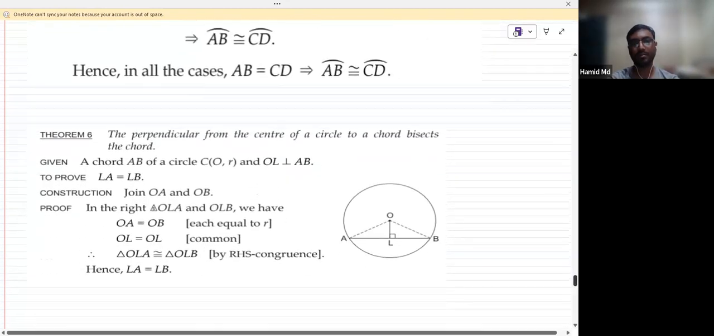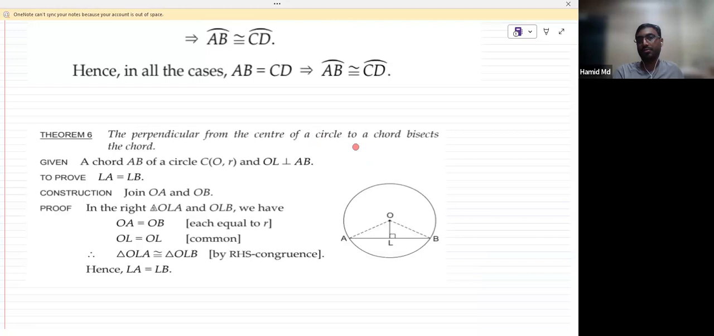What is the sixth theorem? This is again an important theorem. The perpendicular from the center of a circle to a chord bisects the chord. If we draw a perpendicular on a chord, it will bisect it, into equal lengths.